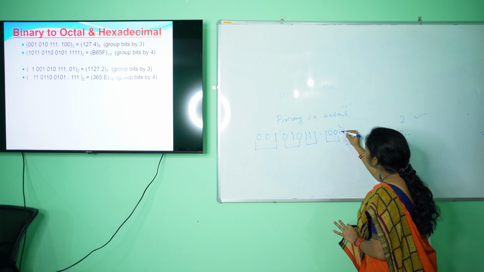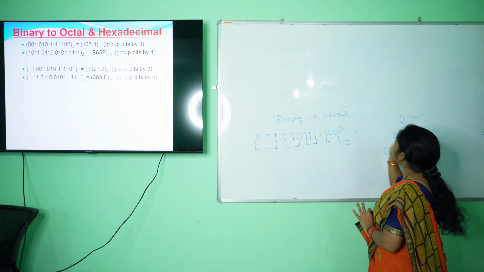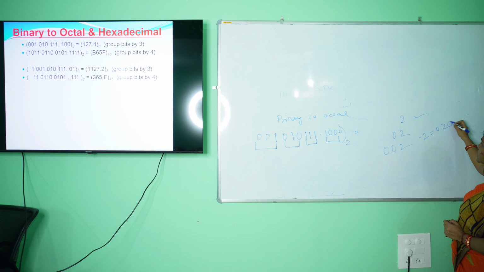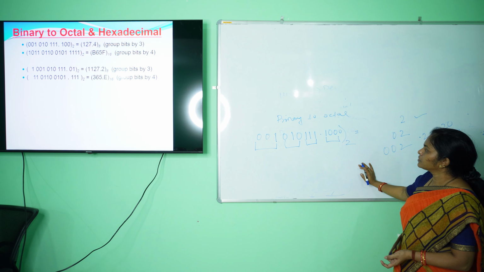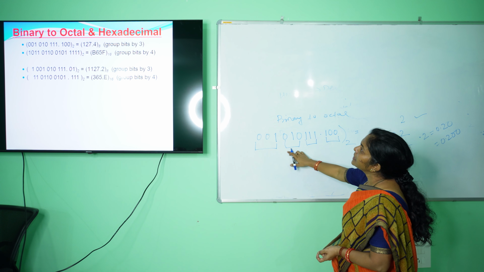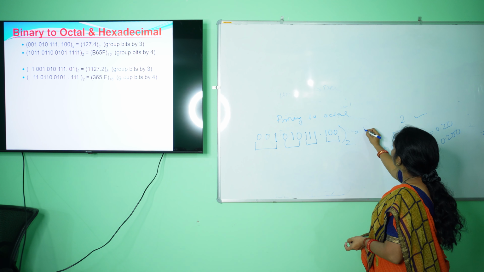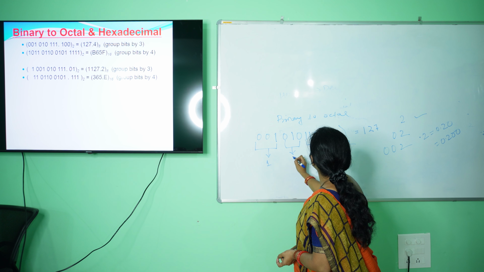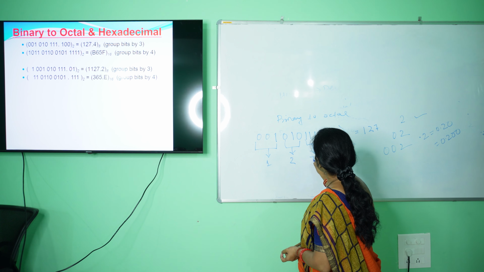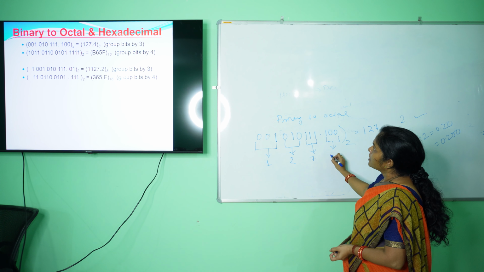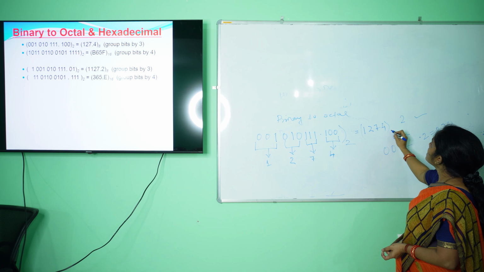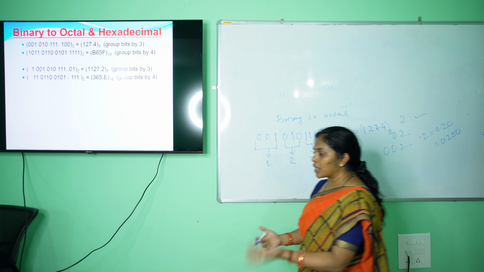For the fractional part, you add zeros on the right. Now 0.2 is the same as 0.20, and also the same as 0.200. The same principle applies here, so no problem. Now the number is represented as 1 2 7. How? 0 0 1 is represented as 1, 0 1 0 is represented as 2, 1 1 1 is represented as 7, and 1 0 0 is represented as 4. So this is 127.4 in octal.